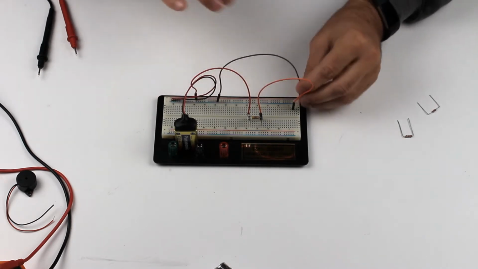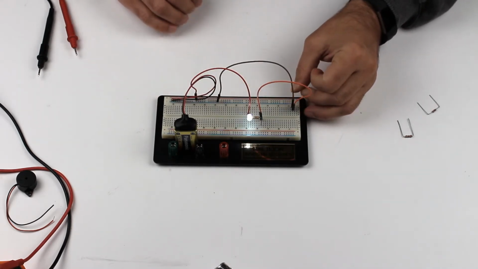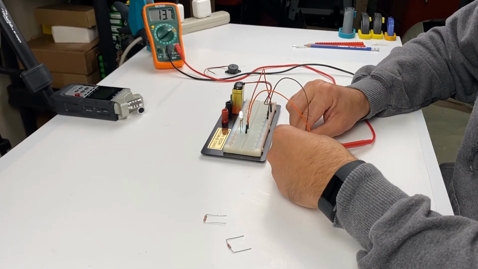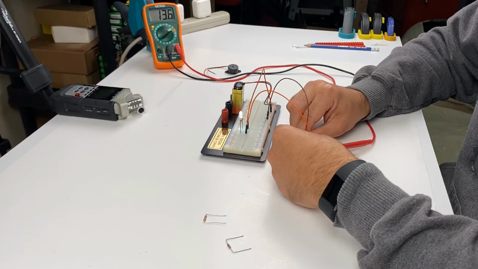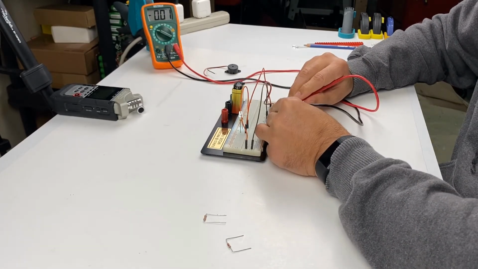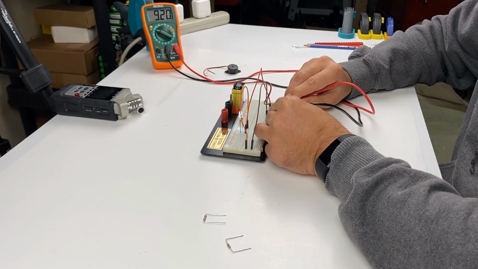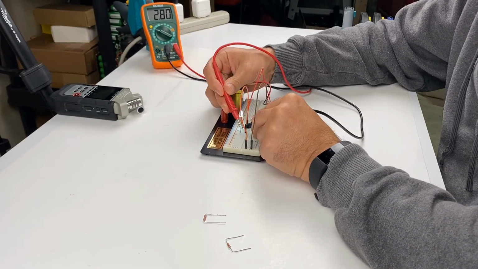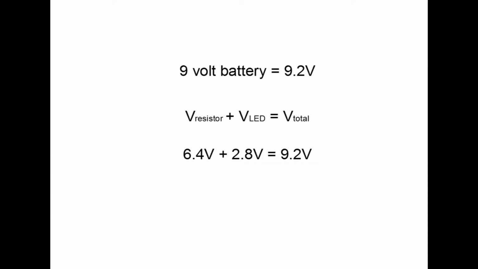If we connect the test circuit, the LED does light, but if we check the current, it's less than what we had calculated. To determine why, we'll confirm the 9-volt battery voltage being 9.2 volts, and then measure the voltage drop of the resistor and LED. We can see that the two values will add up to the battery voltage.